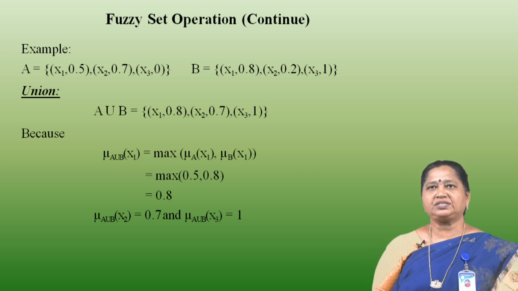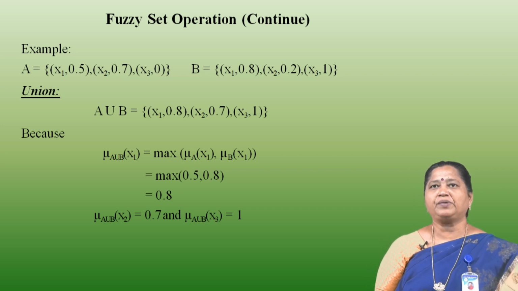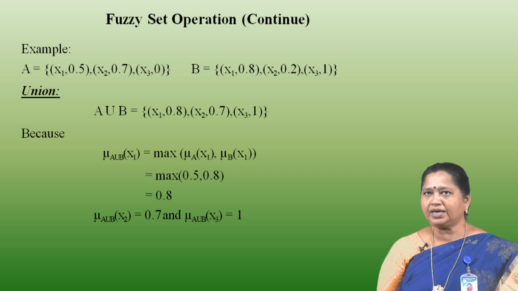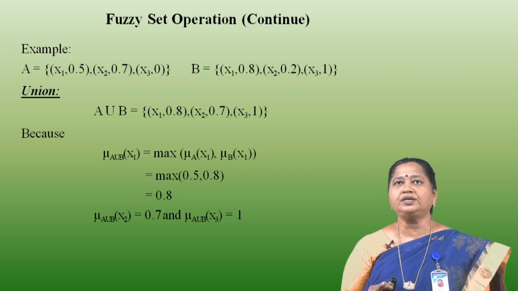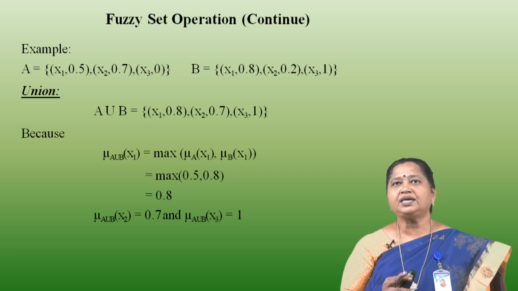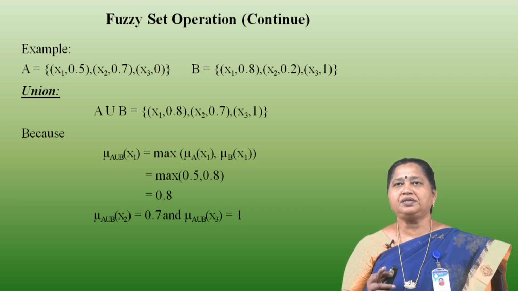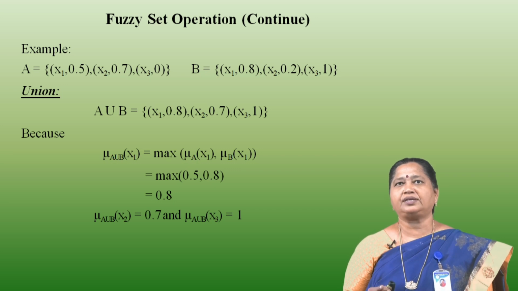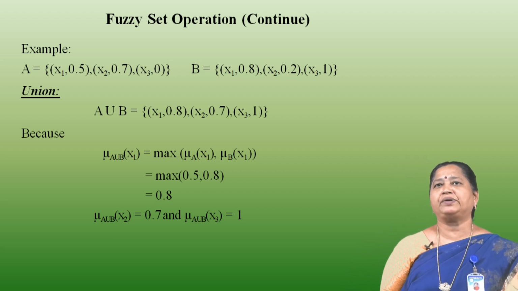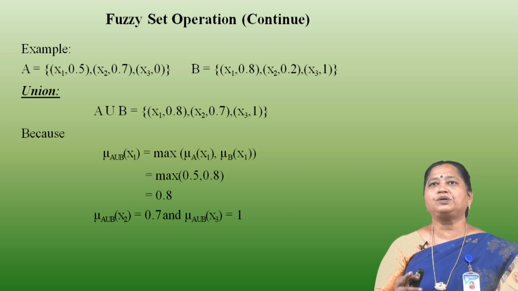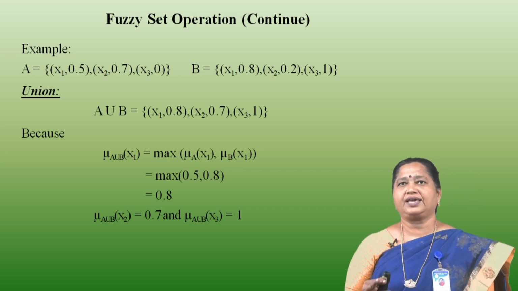A union B is equal to x1 comma 0.8. How will you take? That is 0.8, that is x1 having two elements. In A, it is 0.5. In B, it is 0.8. So, which is maximum? Here, the maximum is 0.8. In union, we take the maximum element. So, x1 comma 0.8. The next, x2.